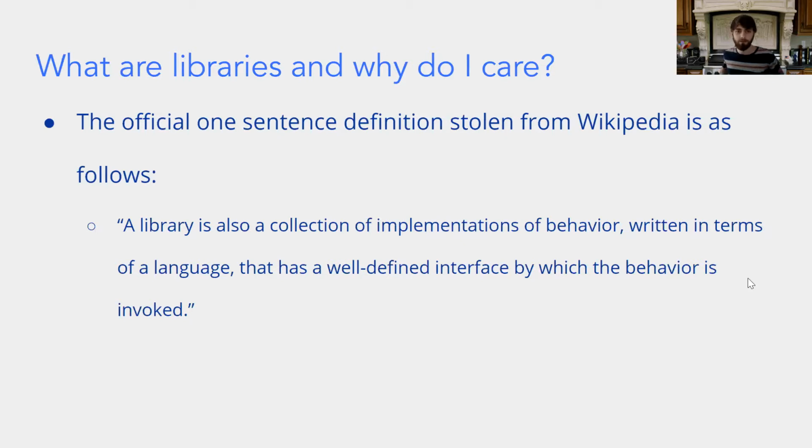So what are libraries and why do I care? Well, the one sentence definition I stole from Wikipedia reads, "A library is a collection of implementations of behavior written in terms of a language that has a well-defined interface by which the behavior is invoked." Now, that's a lot of fancy words. Fancy words mean nothing to Noah. Noah is a caveman.